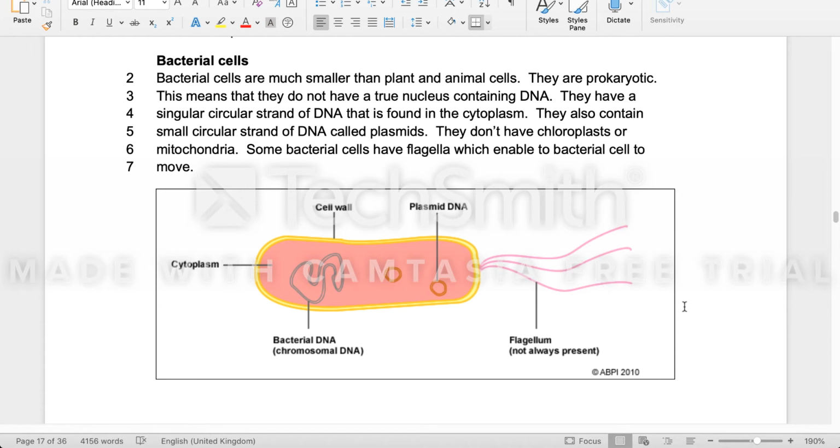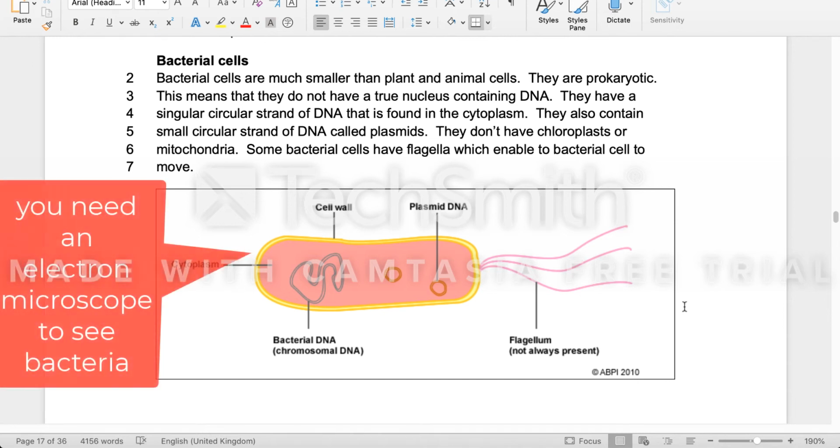Okay. So we're going to start off by talking about bacteria cells, okay? On line 2, it starts off by saying that bacteria cells are much smaller than plant and animal cells. So in lesson 8, we looked at animal cells. Lesson 9, we looked at plant cells. And now we're going to look at bacteria cells. And the first thing that you're going to notice about bacteria cells is that they are very, very small, okay? That means that we can only use an electron microscope to look at bacteria just because of their size.